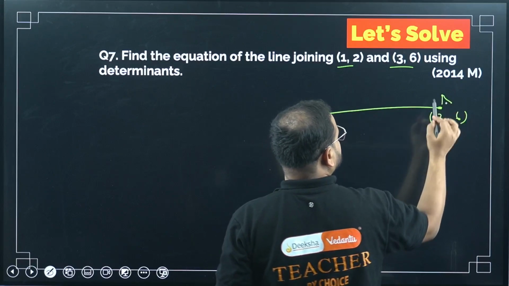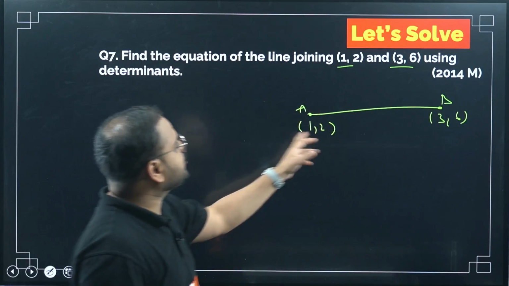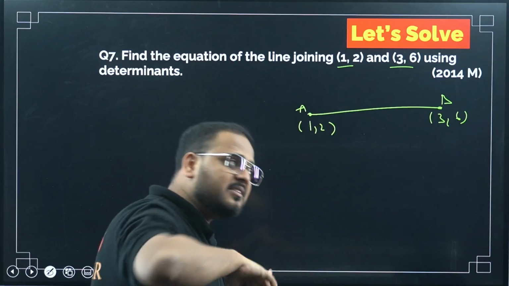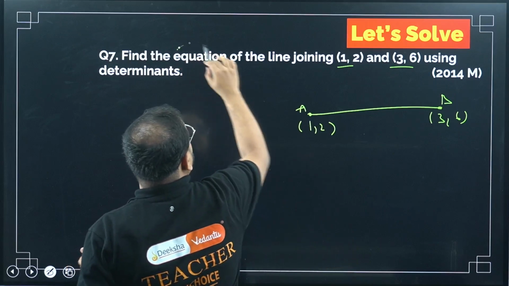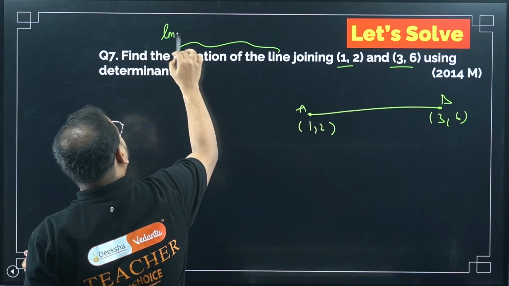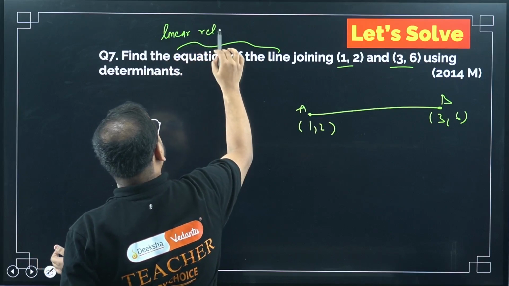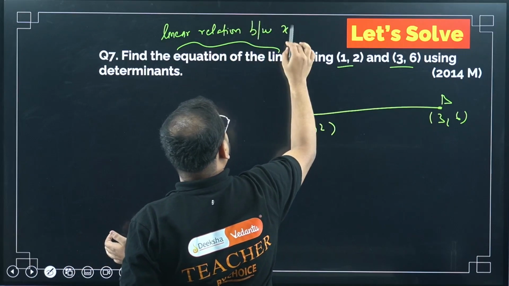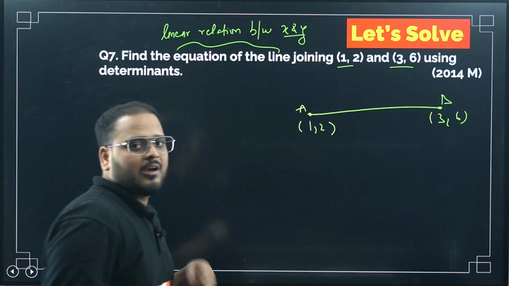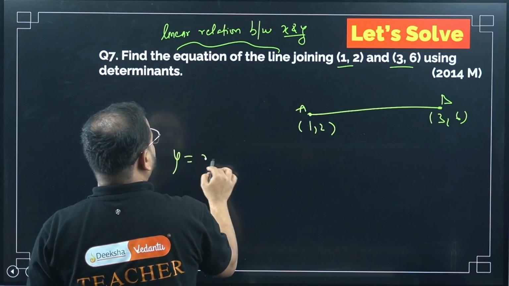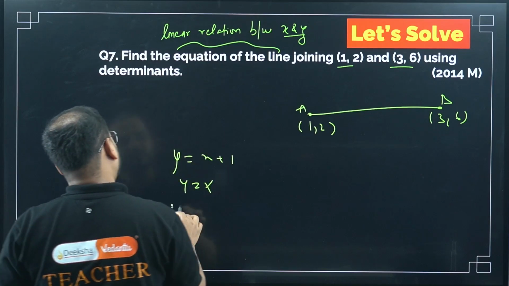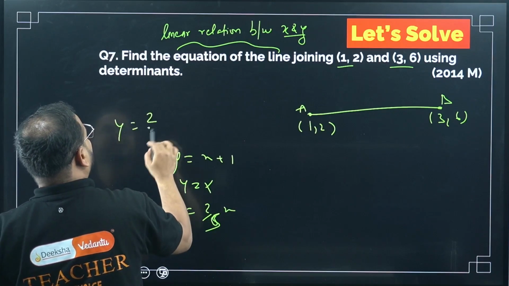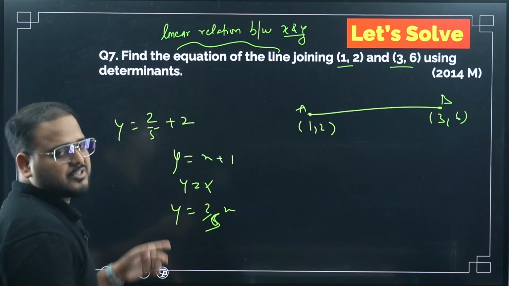Points A and B. They are asking us the equation of a line. Think about it. What is the meaning of the equation of a line? It is a linear relation between the variables x and y. If you remember, y equals x plus 1, y equals x, y equals 2 by 5 of x plus 2. All of these equations are of linear kind, no?